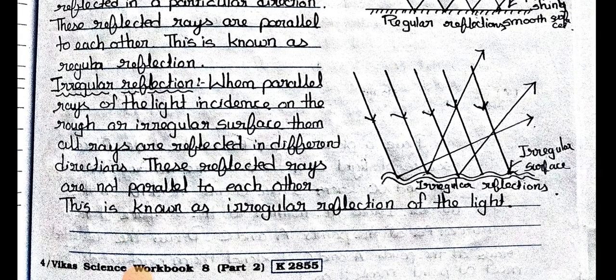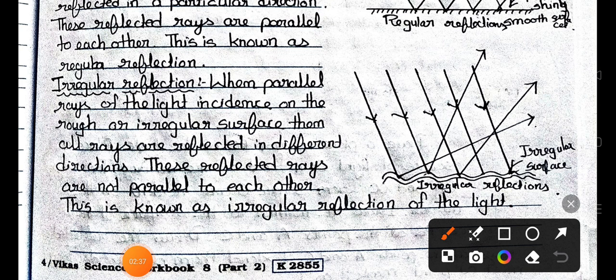And see the irregular reflection, this is the figure of irregular reflection. The irregular surface is there, not in a straight line. See, when parallel rays of the light are incident on the rough or irregular surface, then all the rays are reflected in different directions. This is the different direction. These reflected rays are not parallel to each other. This is known as irregular reflection of the light.